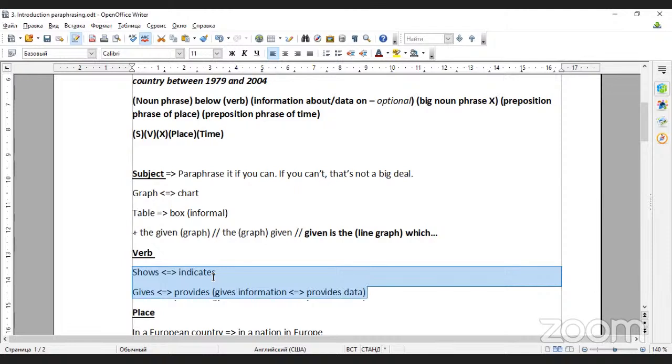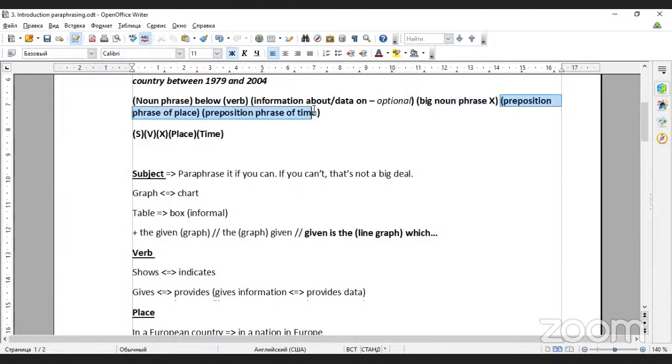So subject, verb. The next one, we have this big noun phrase like chicken consumption. We talked about how to paraphrase that: chicken consumption, the consumption of chicken, the amount of chicken which was consumed. And then we have this preposition phrase of place.